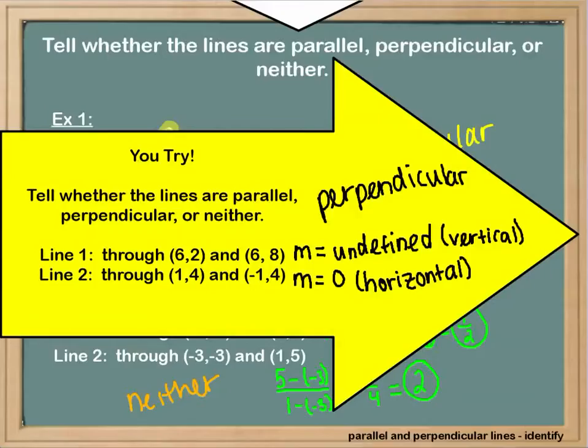After determining the slope of line 1 to be undefined, which means it's a vertical line, and the slope of line 2 to be 0, which means it's a horizontal line, these two lines must be perpendicular. Not because their slopes are opposite reciprocals, but rather horizontal and vertical lines always form perpendiculars.